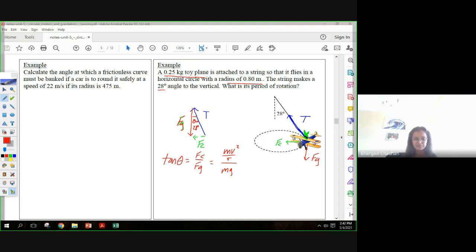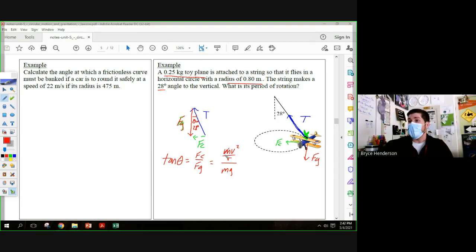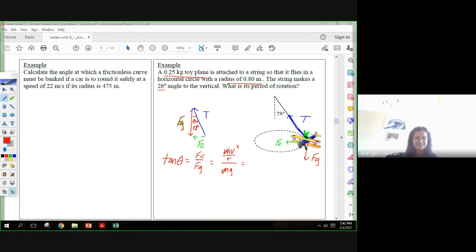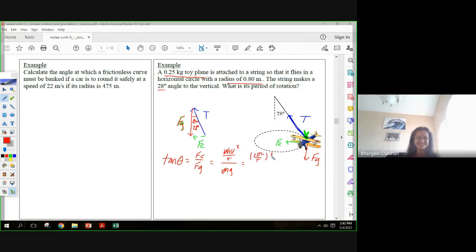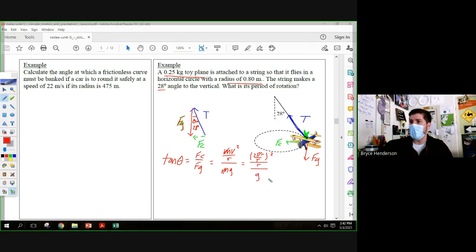Can we still cancel out the masses? Yeah, we can actually. Now, do we know the v though? No. But can we replace that with something? We could replace that with 2 pi r over T, squared, over r over g. It's starting to get a little messy. So really, we know that this reduces to 4 pi squared r over T squared over g.